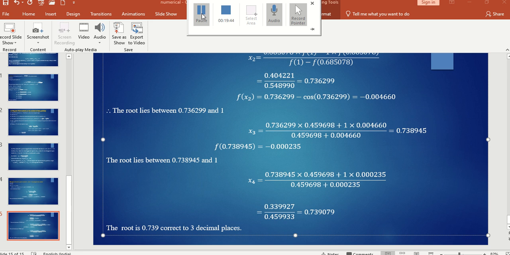So these are all the methods which are used to solve algebraic and transcendental equations, and these methods are very useful for finding the roots of the given equation. Thank you all.